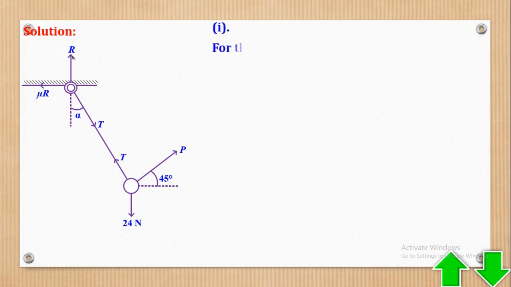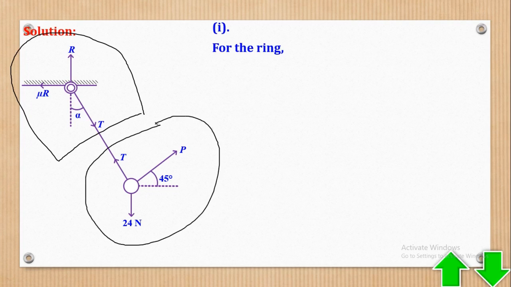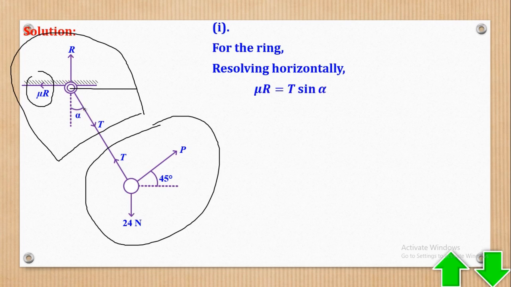So now we shall go to Roman 1. For the ring, now consider these ones separately. So for the ring, these are the forces, and for the particle, these are the forces, so we consider them separately. Now shall begin with the ring. When you look at this ring, we have to resolve vertically and horizontally. When I resolve horizontally, this force is going to the left, and the component of this tension goes to the right. But remember, the angle lies on the vertical, meaning the horizontal component will have sine. That is why there is sine alpha there.